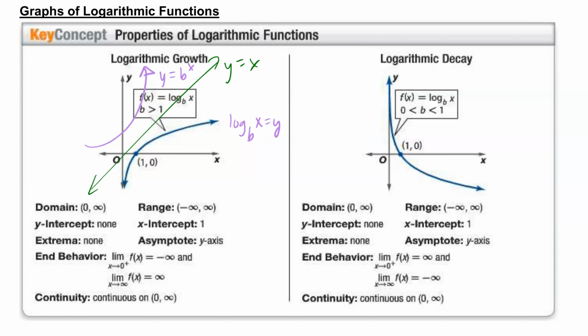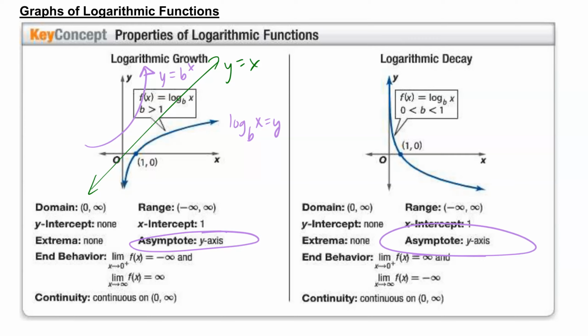Not too bad. The easiest way is to convert the log function into an exponential and then graph it that way. So we could have logarithmic growth, right? As you go left to right, the y values are getting bigger. Or you could have logarithmic decay. As you go left to right, the y values are getting smaller. Notice the asymptote is the y-axis.